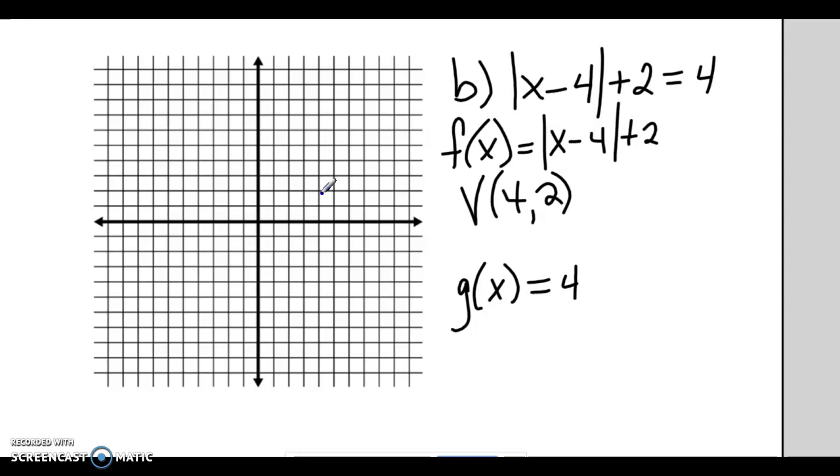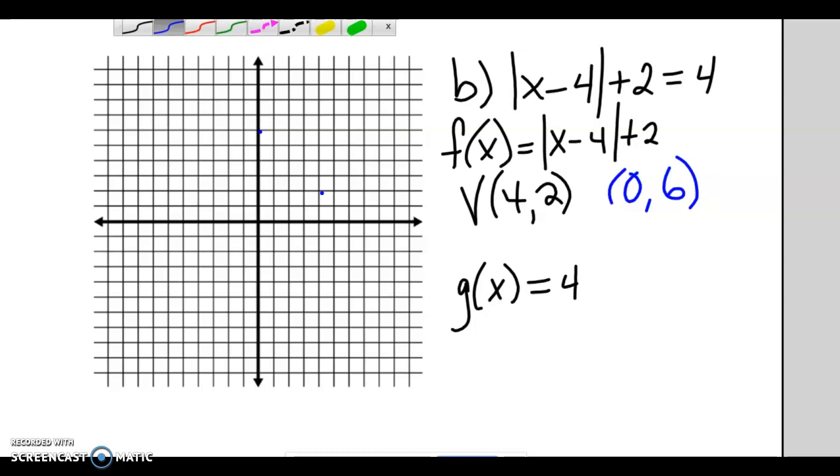And then we need to find another point. So what do you recommend we use for x, Reno? What do you want to use for x? 0? Yep, works for me. Our other point is going to be 0. When we plug in 0 for x, we get -4 in the absolute value. But then the absolute value makes it a +4. Plus 2 would be 6. So let's plot the point 0, 6.